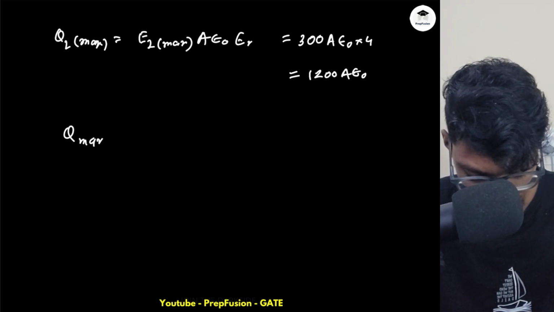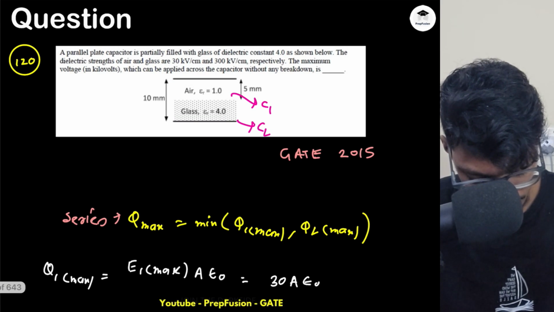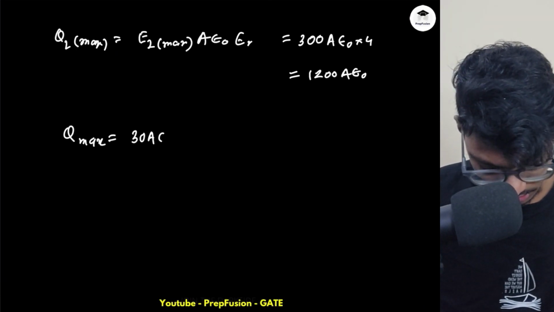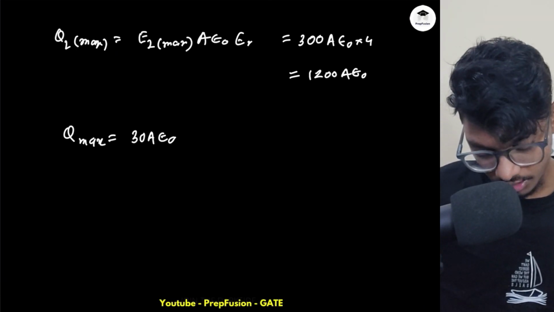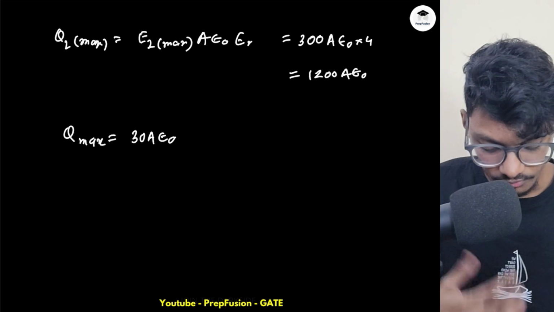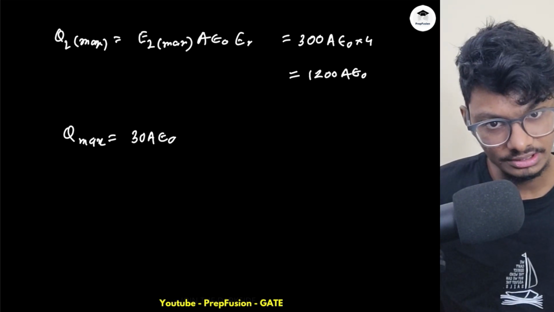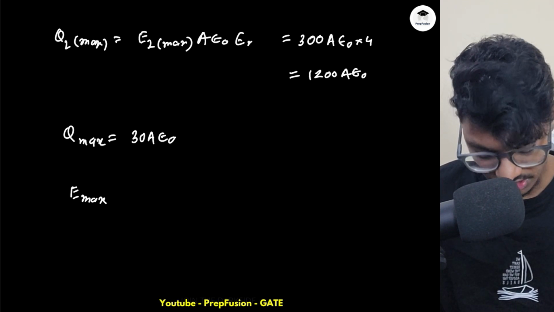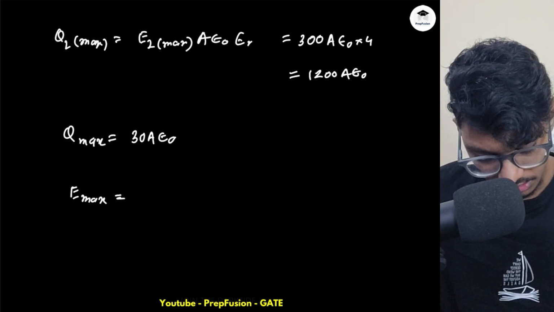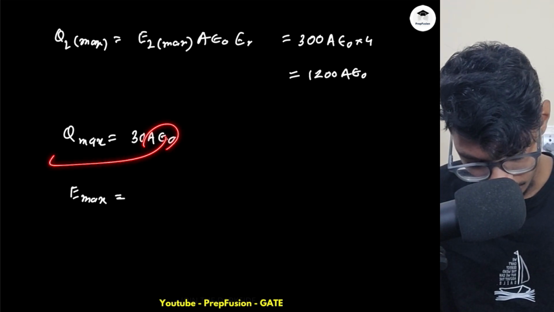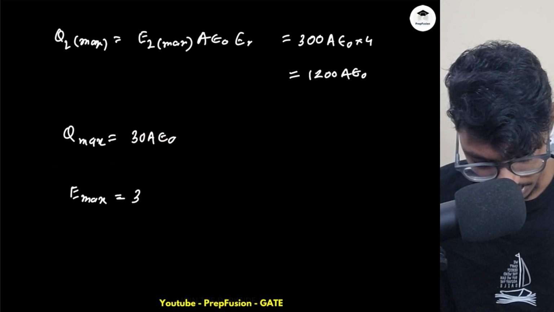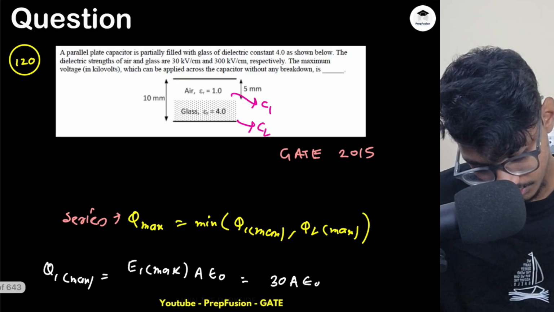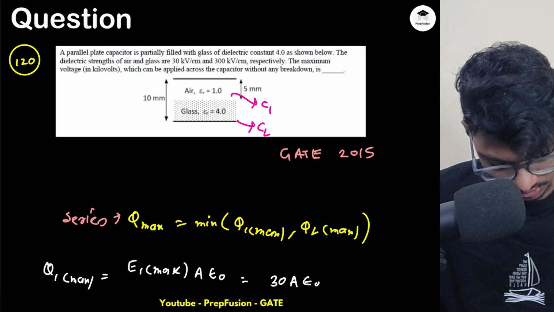Q max will be 30 A epsilon naught. Now what I need to find out is what is the electric field here. What is the maximum electric field that I can pass through this whole surface? That is 30 kilovolt, right? If I just divide this by A epsilon naught, what will I get? That will be the 30 kilovolt per centimeter. Correct. That will be the maximum electric field that I can pass through both of these.